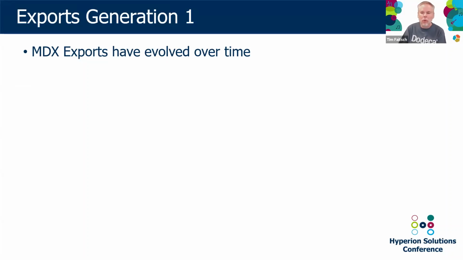Everybody always wants to pull data out of Essbase, right? So you've got the ways where you can do a regular export of a cube. And level zero, you could export the whole thing. You can do it in column format if you're in BSO. And ASO, you can't, right? And so that's kind of a sticky bit some of the times. So these MDX exports have actually evolved a little bit over time. So let's look at generation one.